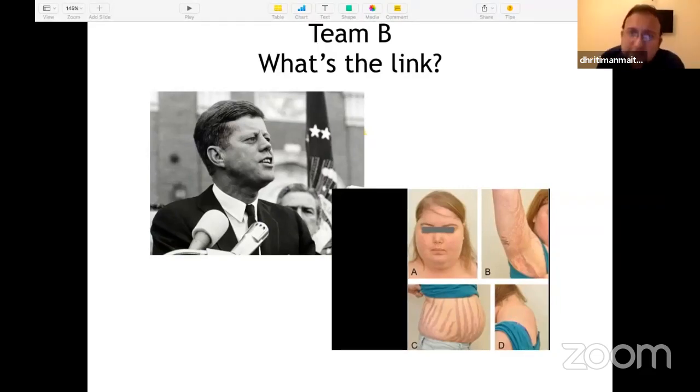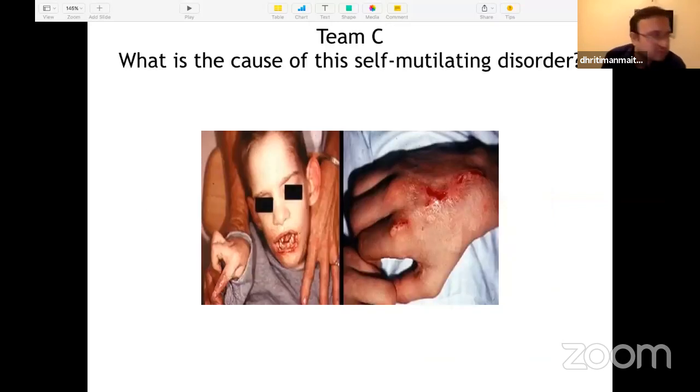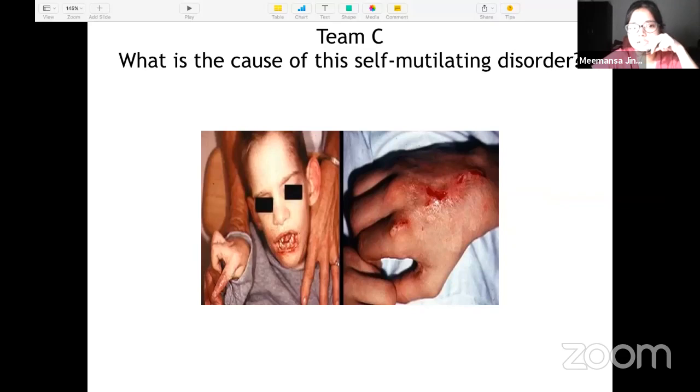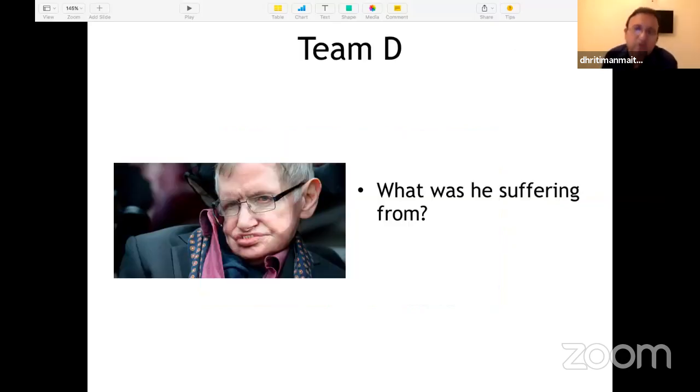What is the cause of this self-mutilating disorder? Mimansha. Yes, sir. So this is Lesch-Nyhan syndrome, and because of which the person has a self-mutilating behavior. Very good. Vaibhav, what was he suffering from? Who is he and what was he suffering from? Sir, Stephen Hawking suffering from amyotrophic lateral sclerosis. Very good. Full mark to him.